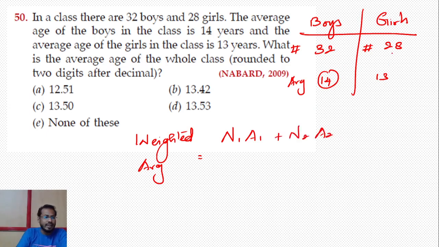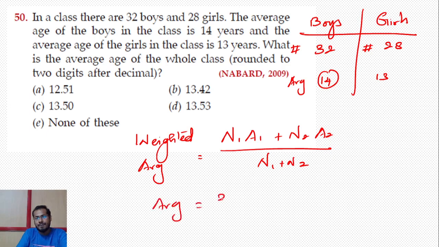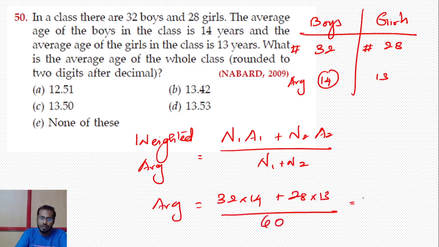ஒருத்தருக்கு 13 னா 28 மெம்பர்ஸ்க்கு எவ்வளோ, ஓகே, அண்ட் டிவைடட் பை, இதில் எனக்கு ஆவரேஜ் மட்டும்தான் வேணும். ஸோ இதில் எனக்கு டோட்டல் நம்பர் ஆஃப் ஸ்டூடெண்ட்ஸ் வேண்டாம். ஸோ ஐ வாண்ட் ஒன்லி ஆவரேஜ். ஸோ ஐ வில் டிவைட் இட் N1 ப்ளஸ் N2. ஓகே, ஸோ வெயிட்டட் ஆவரேஜ் ஃபைன்ட் பண்ணணும். For average, N1 is 32 into 14 plus 28 into 13 divided by 32 plus 28, 60. So if you solve this, you will get 13.53 as an exact value, right?